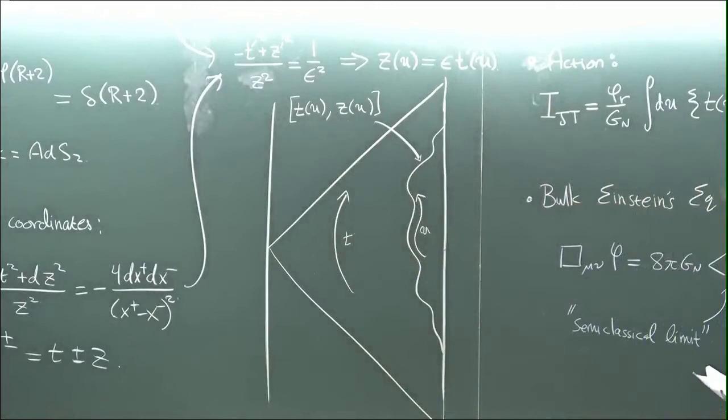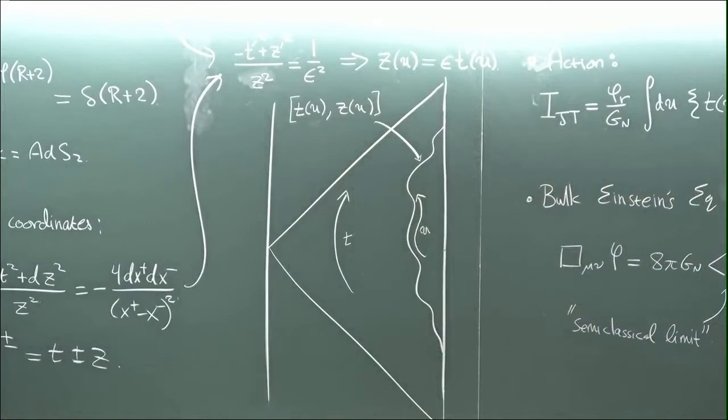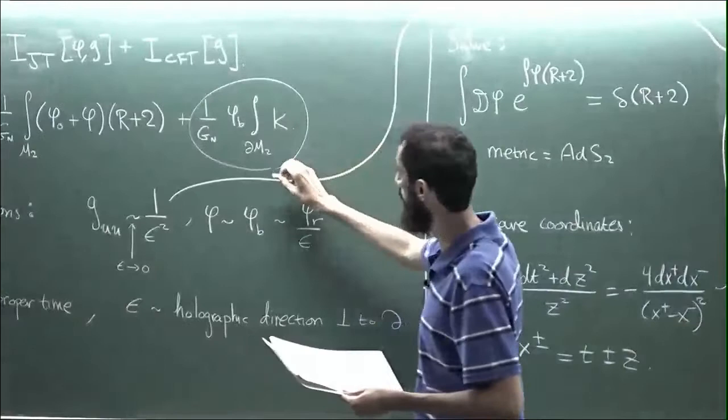And so we see that the shape of the boundary is entirely set by what I will call the reparameterization between t and u. So given t of u, you can find z of u. And this reparameterization is actually the only dynamical degree of freedom in JT gravity. The dynamics of this mode comes entirely from this boundary term, because remember, we localized things to hyperbolic space, so this term is not there anymore.